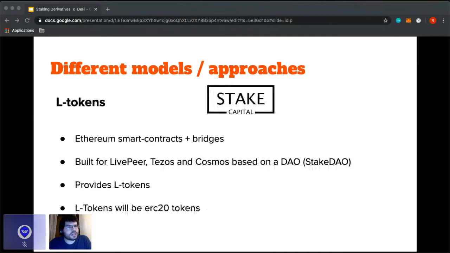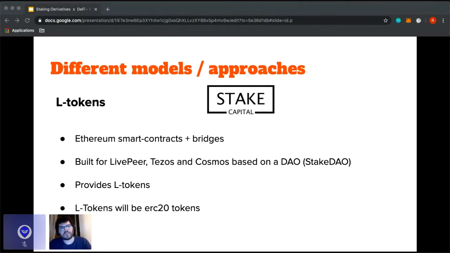The third solution is basically designed by Stake Capital. It's L tokens. So this one is different. The first two solutions were on Cosmos, and they were focusing on being in the Cosmos ecosystem. This one is focused on having the tokens on Ethereum. So it's built basically on Ethereum smart contracts plus bridges with the different blockchains. The way they designed it is basically to work for Livepeer, Tezos, Cosmos, and it's based on a DAO that is called Stake DAO.